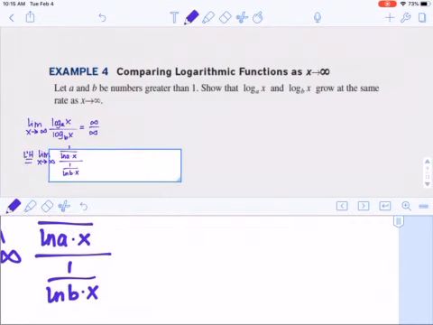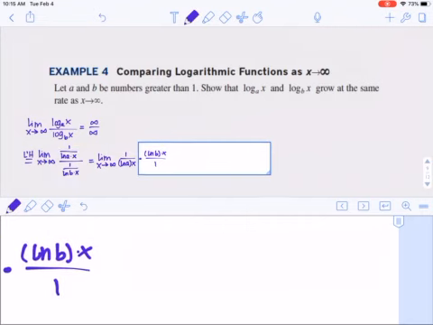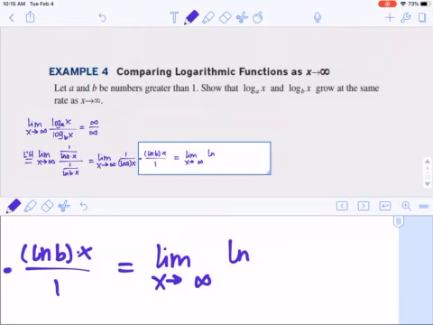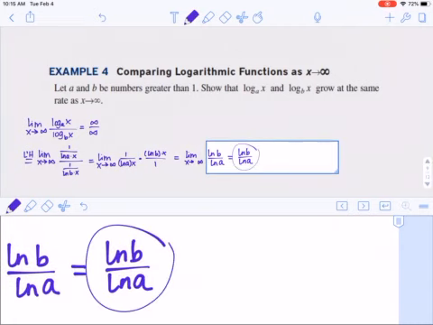Certainly this is a great opportunity to practice our rewriting before I try to evaluate. And so I'm going to have 1 over natural log a, that quantity, times x, times, instead of dividing by this fraction, I'm going to multiply by its reciprocal. So natural log b times x over 1. Which means this is really the same thing as the limit as x goes to infinity of natural log b over natural log a, right? And if you take the limit of a constant, it is just that constant. And so both of these would represent just numbers. This is a non-zero constant.